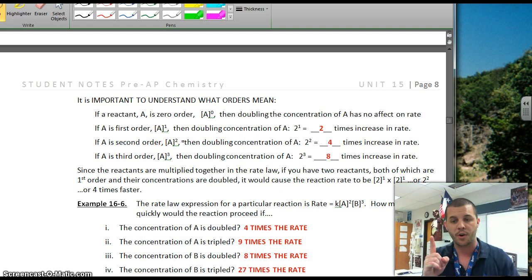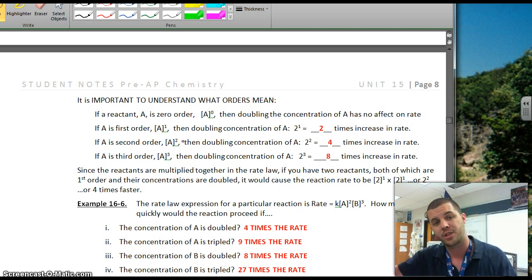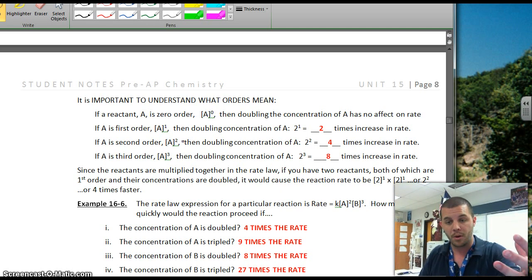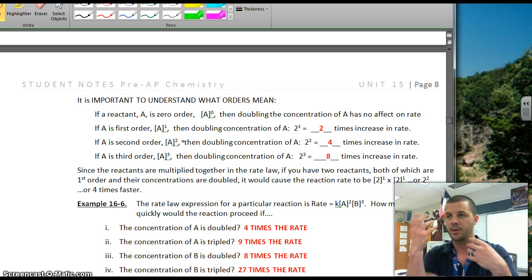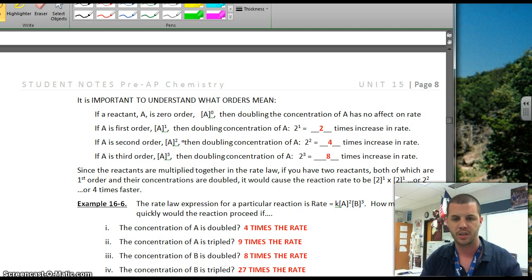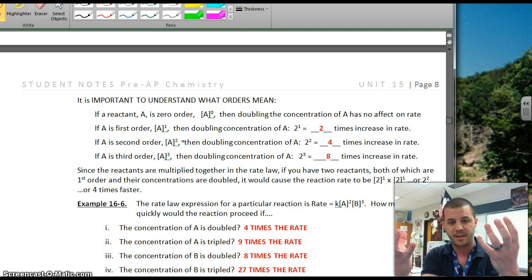If it's first order, that means that whatever you do to the concentration of reactant A is pretty much going to have the same effect on the rate of the reaction, okay? If you double the concentration of A, you're going to double the speed of the reaction. So it's almost like a one-to-one situation. You double the concentration, you double the rate of the reaction.